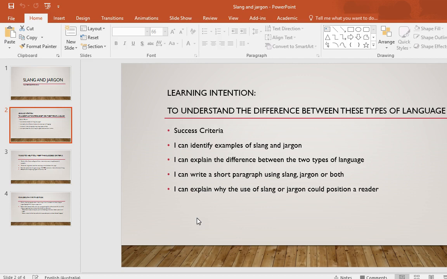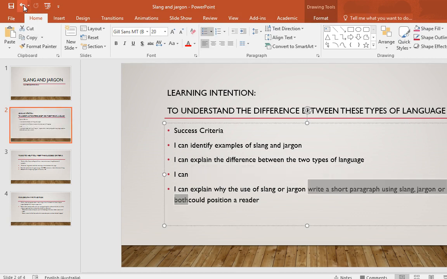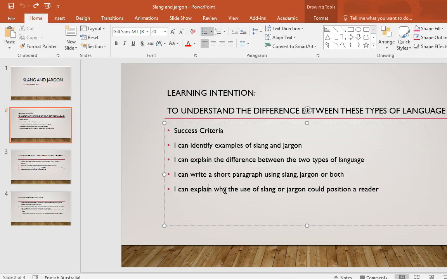Your success criteria are that I can identify examples of slang and jargon. I can explain the difference between the two types of language. I can write a short paragraph using slang, jargon, or both. I can explain why the use of slang or jargon could position a reader. So this relates nicely to our study of persuasive writing.